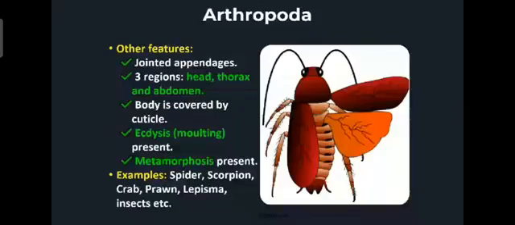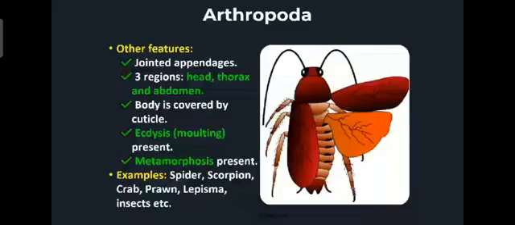Now what are the other important features of this phylum? As I told, Arthropoda. Arthro means jointed. Poda means legs. So legs are jointed. So that is the name, Arthropoda. They have jointed appendages, jointed legs. Then the body consists of three regions, that is head, thorax and abdomen.